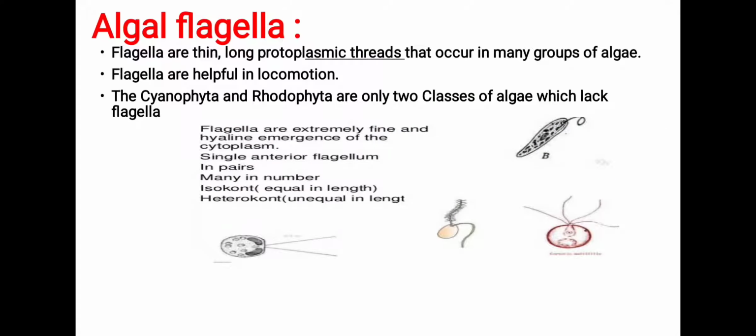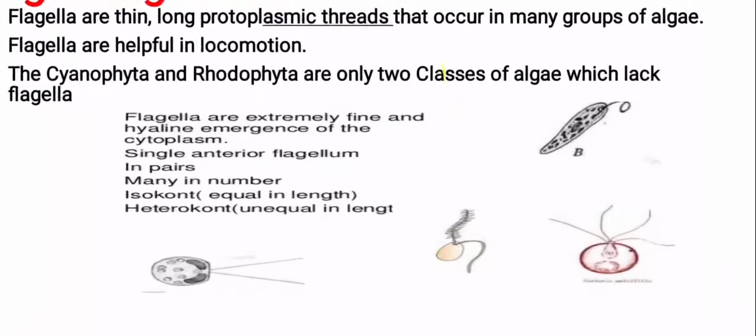Hello students, this video is about algal flagella, their structure and role in classification of algae. Students, flagella are thin, long protoplasmic threads that occur in many groups of algae. Flagella are helpful in locomotion, and Cyanophyta and Rhodophyta are the only two classes of algae which lack flagella.